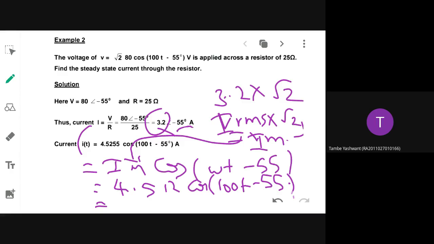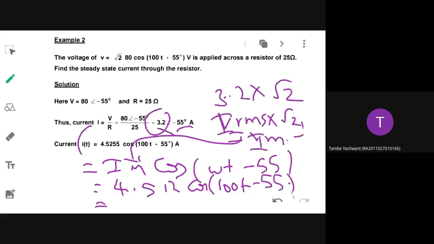Purely resistive circuit. Understood the problem? Solution? Did you understand or not? Shall we proceed to the next problem? Ma'am, what is that sign in front of 80? Here V is equal to 80. Then what is that sign?